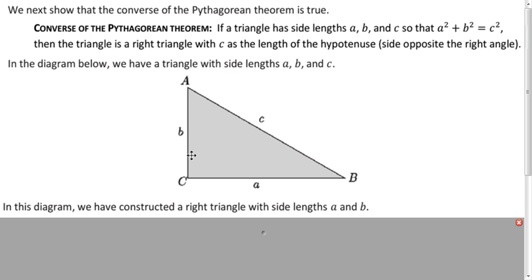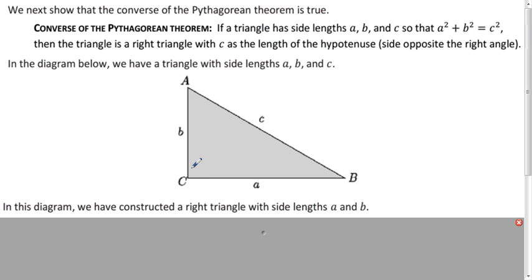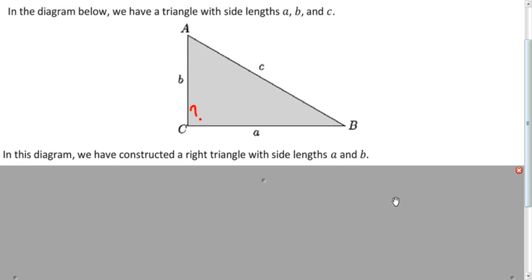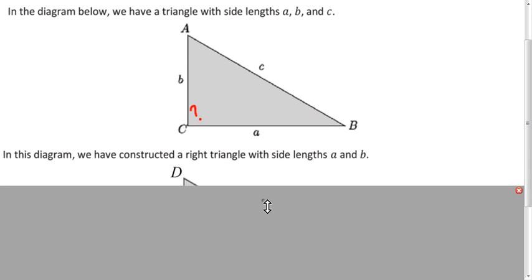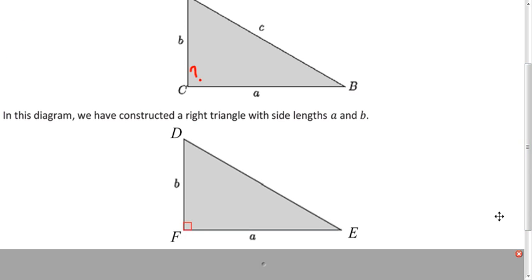Well, here we have a triangle with side lengths that satisfy this equation. And we don't know right now if this is a right angle over here. A little question mark there. We want to prove that that's a right angle. So to do so, we're going to make another triangle that has a right angle, and the two legs are going to have lengths a and b.